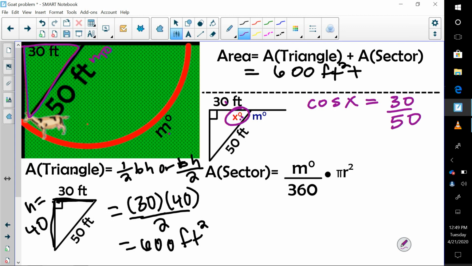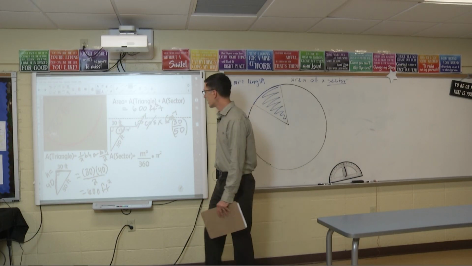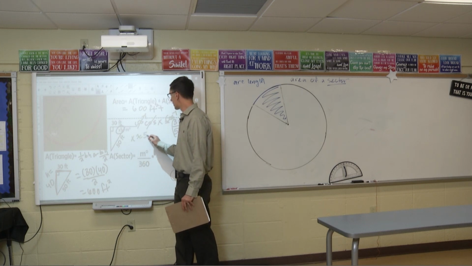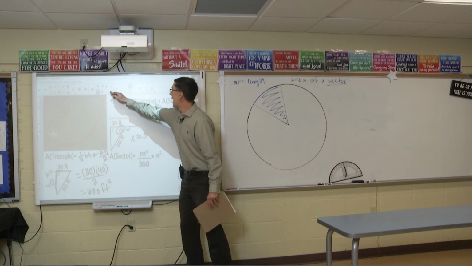Now we're going to take the inverse cosine of both sides. Taking the inverse cosine of the left side isolates that variable. So now we have x equals the inverse cosine of 30 over 50. Now, when you do that, you get approximately 53.13 degrees. So x is approximately 53.13 degrees.